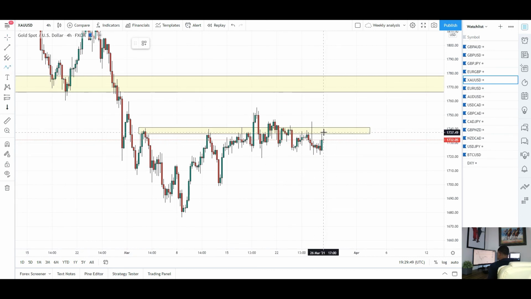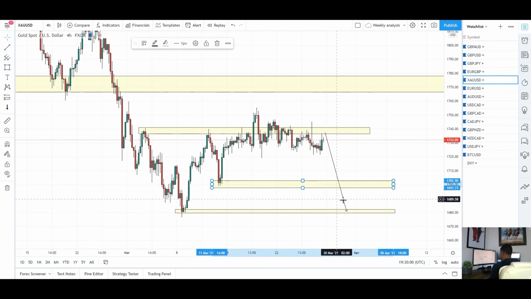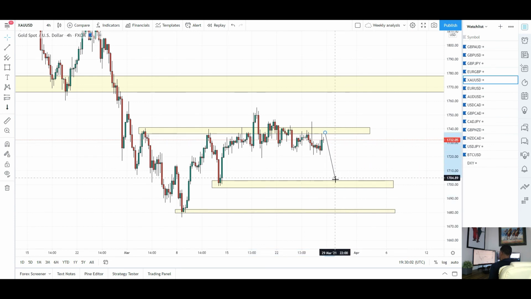So if it does do that, hold as resistance, I do see price coming back down to 1680, which was that previous low, or potentially back down to this level here, which is kind of our swing low there on the 4-hourly chart. So looking for a move into 1700, which is this level here. If we hold this as resistance, then potentially back into 1680.